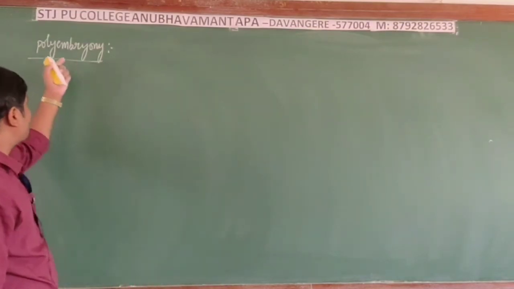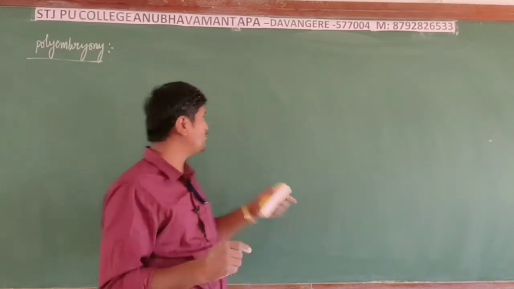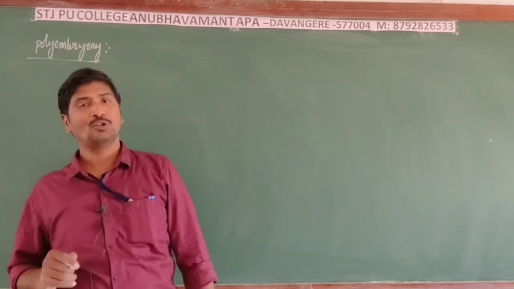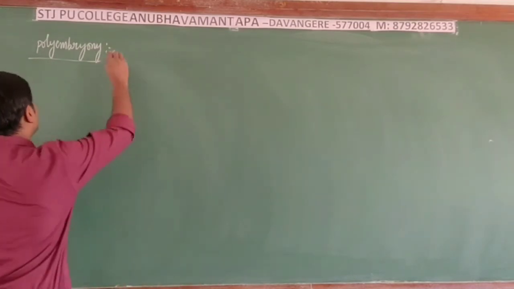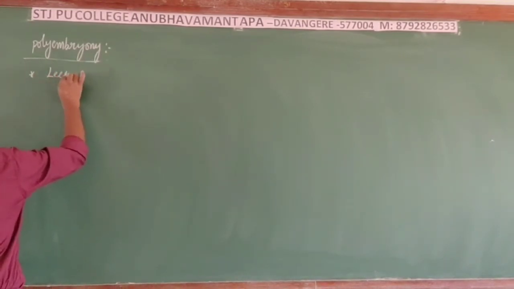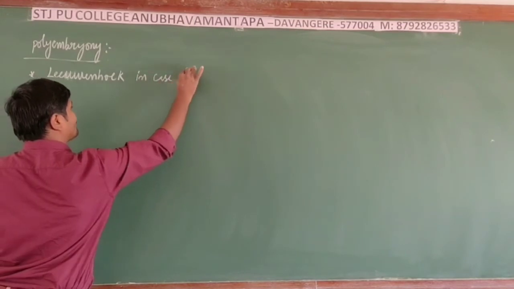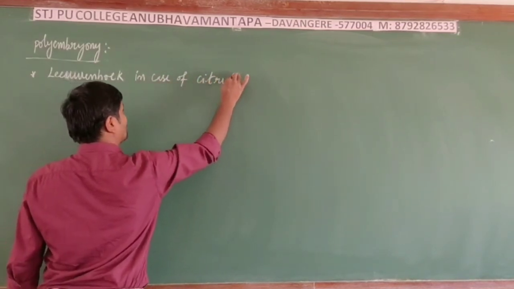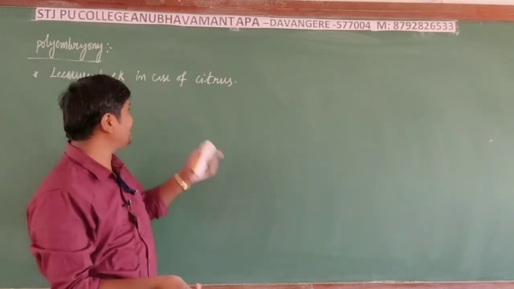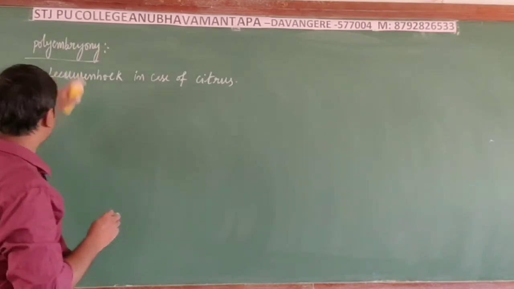But what about in this condition? Polyembryony. The occurrence of more than one embryo in a seed is known as polyembryony. Why polyembryony? Many embryos develop in a seed. What are the reasons? First, this term, polyembryony, was introduced by Leeuwenhoek in the case of citrus. In citrus, one seed can contain a maximum of 40 embryos in a single seed. That is the best example for polyembryony.